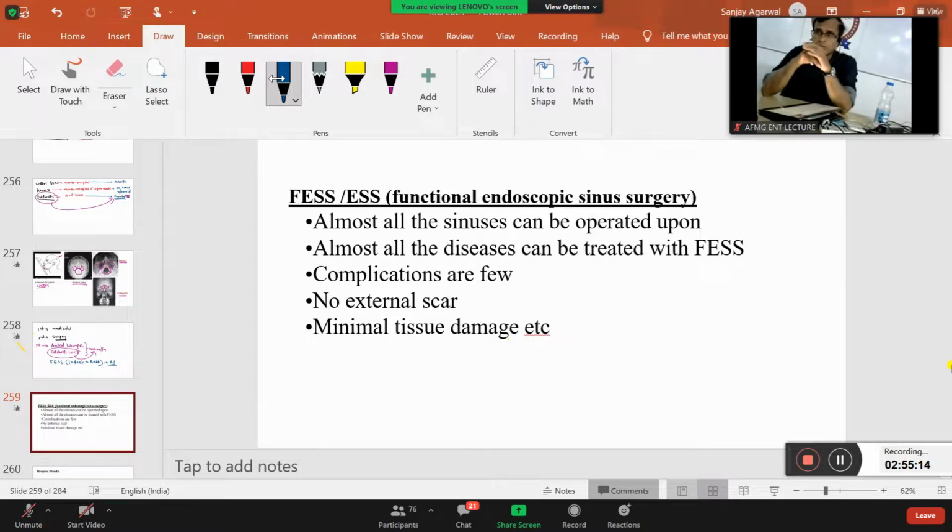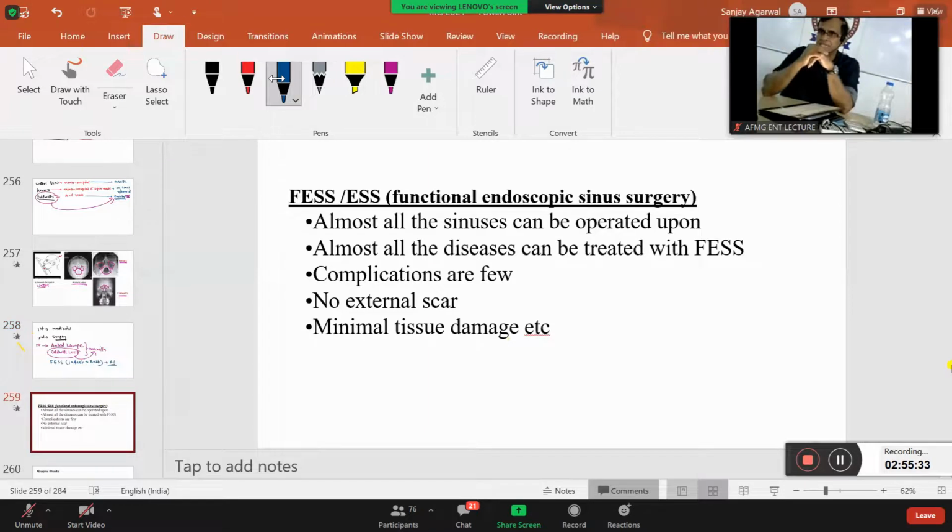Some people still get it wrong. What is the answer? Functional endoscopic sinus surgery. Functional endoscopic sinus surgery is FES. And these are the advantages.